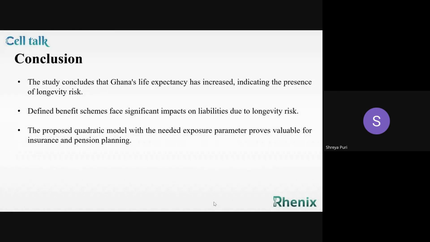Conclusion. This study concludes that Ghana's life expectancy has increased, indicating the presence of longevity risk. So many schemes face significant impacts on liability due to longevity risk. The proposed qualitative model with the needed exposure parameter proves valuable for insurance and pension planning.